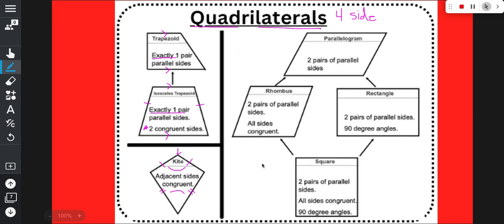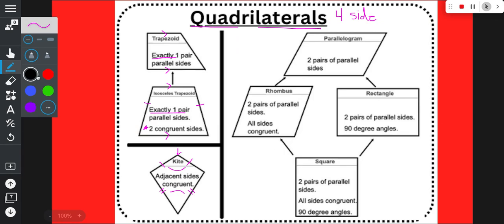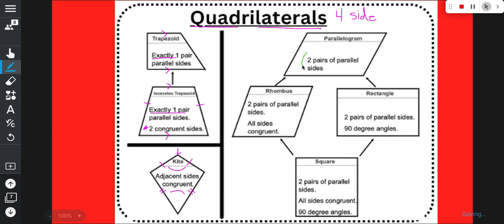My last family is the parallelogram family. This is the largest family that we have. So the parallelogram says 2 pairs of parallel sides, and I'm going to do some color changing throughout this. So 2 pairs of parallel sides. The top and the bottom are parallel. They will never cross or touch. And the side with the other side are parallel. Notice again, I drew a second arrow to show what matches. First arrows match together, second arrows match together.